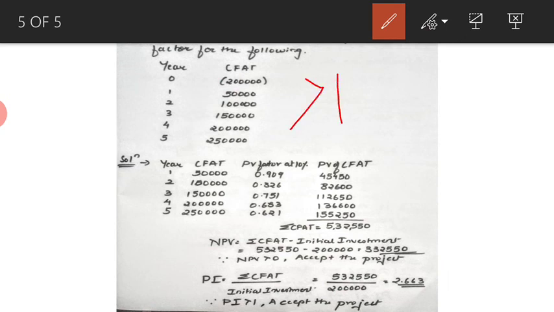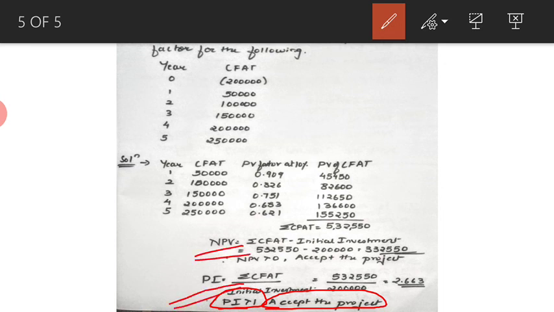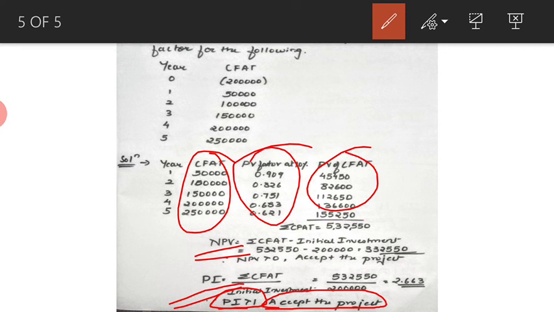Now what is the criteria for profitability index? If it is greater than 1, accept; less than 1, reject; equal to 1, accept or reject. In this case, your PI is greater than 1, that means you accept the project. Okay, so this is how we calculate NPV and PI for a given project. I hope you are understanding how to calculate these two things, and you have also understood the difference between discounted methods and non-discounted methods.